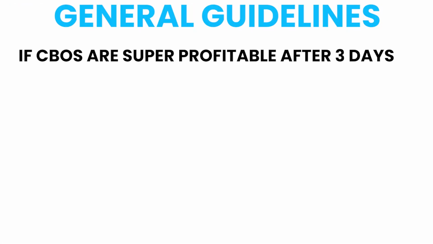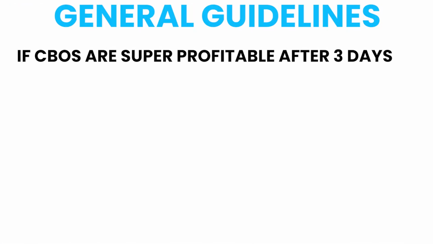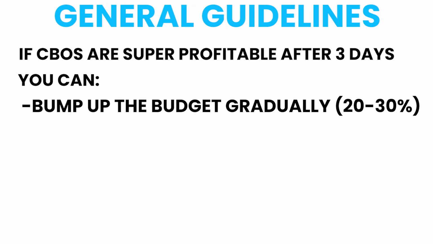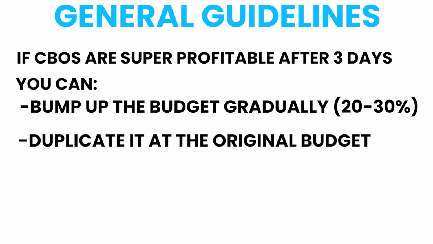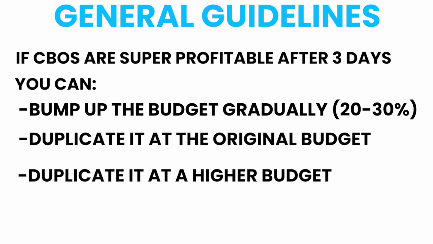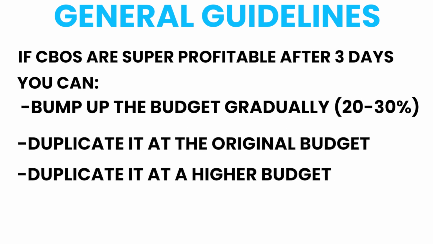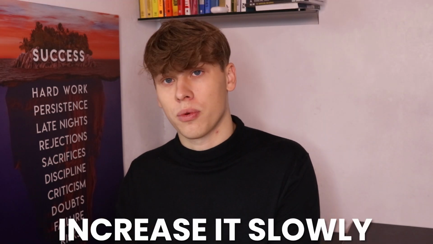Now, if your CBO campaigns after 3 days are super profitable, so let's say you've gotten a good amount of profits already and it has a fantastic ROAS, however high it may be for you, then what you could do is either bump it up gradually, like 20 to 30%, or just duplicate it again at the same budget or at a much higher budget, because this has performed well in the past. Here you wouldn't ideally want to massively bump up the budget on this particular campaign, as you wouldn't want to reset the learning phase, as previously mentioned. So either bump it up gradually or duplicate.